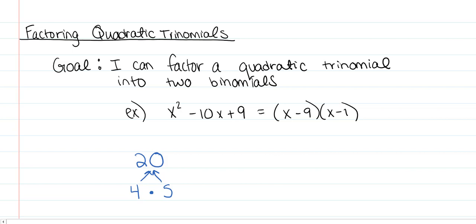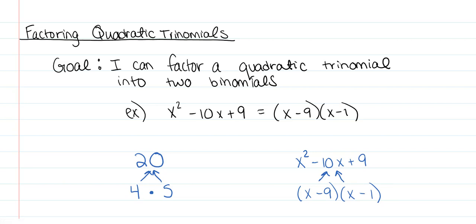Same with expressions and polynomials. X squared minus 10x plus 9 has the factors x minus 9 and x minus 1, because if I multiply x minus 9 times x minus 1, it results in x squared minus 10x plus 9. So that's why we call it factoring, because those two binomials are factors of the trinomial.